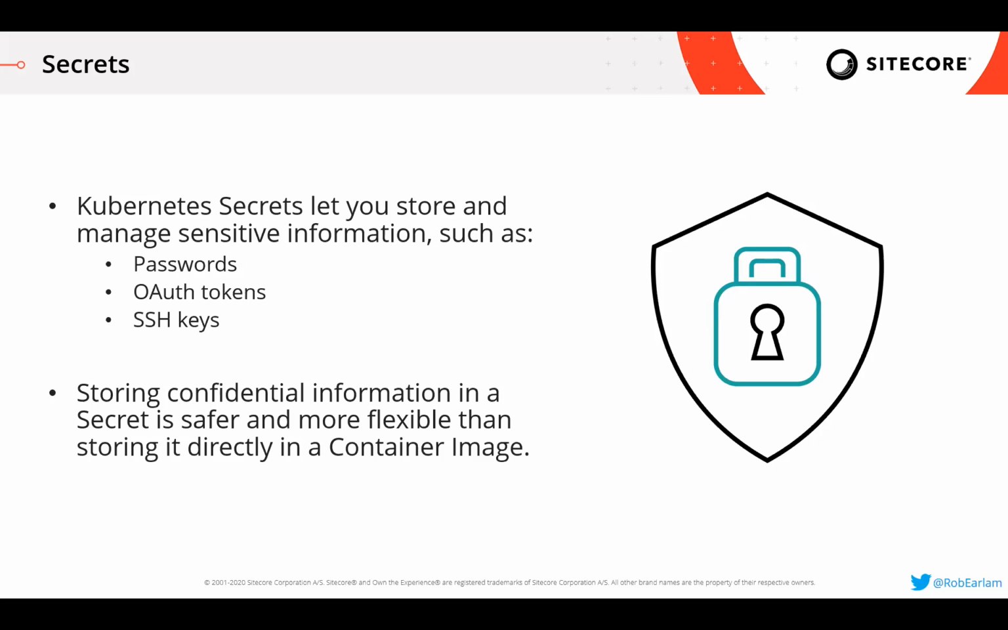Speaking from a Sitecore example perspective, these are things like your database connection details, your identity secrets, your certificate details, your license information, things you don't want to bake directly into your actual container images. As I said before, one of the big advantages to passing these in at runtime is that you can use the same image you build for all of your environments, from your local developer machine all the way up to production. You don't have to keep doing rebuilds and transforming configuration files anymore. You're basically just passing a different set of environment variables at runtime.